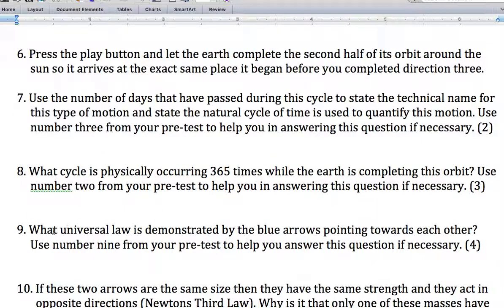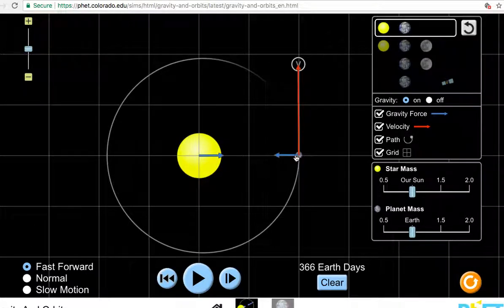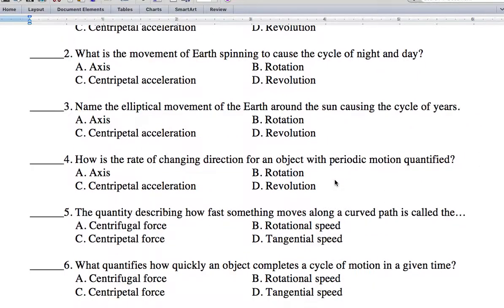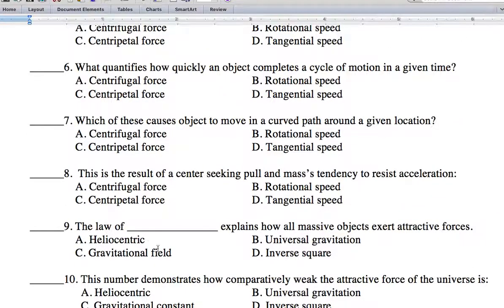So, next thing, the universal law just demonstrated by the blue arrows pointing towards each other. Let's use number 9 to help us answer this. Probably don't need the pretest, but you see these 2 arrows right here facing towards each other. Gravity's force, we know that mass has a tendency to attract other mass. And these 2 right here you can see are equal, but we'll get to that in a second. So what did it say, number 9? The law of universal gravitation explains how all massive objects exert forces on other massive objects.